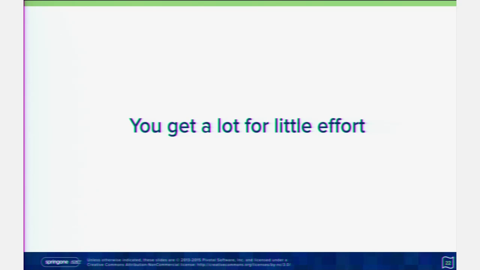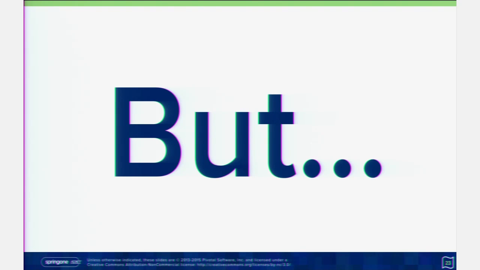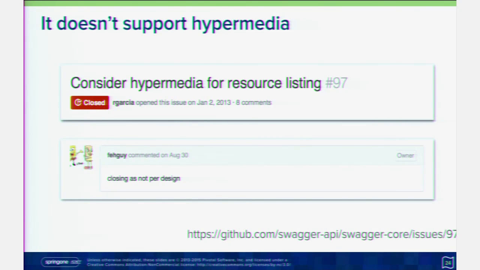The problem, though, unfortunately, is that there's a pretty big "but." That API documentation, in my opinion, isn't very good. And hopefully I'll convince you that it's worth taking the time to produce something a bit better. To give you a few examples of some of the specific problems with Swagger.